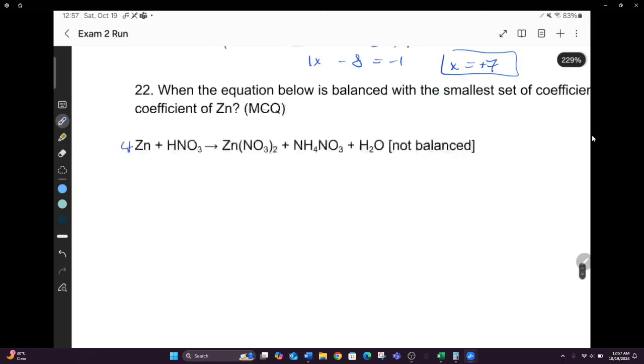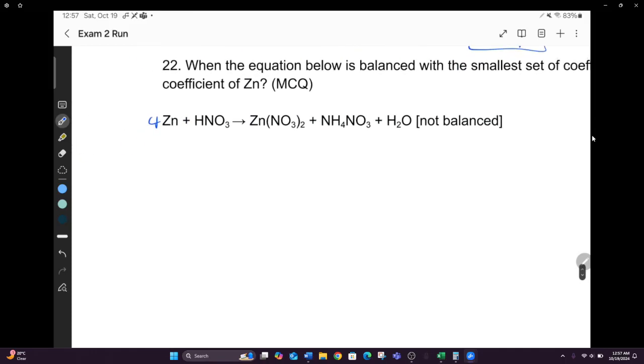So we're going to assign each of these values, right? What we're going to do is this. We're going to say A Zn plus B HNO3 yields C Zn(NO3)2 plus D NH4NO3 plus E H2O. And now we need to solve for A, B, C, D, and E. And each of these are in relation to their elements.